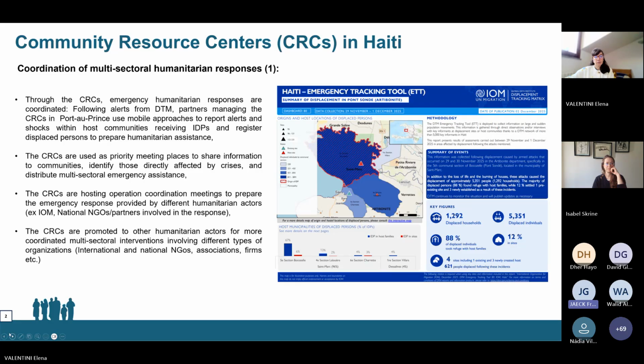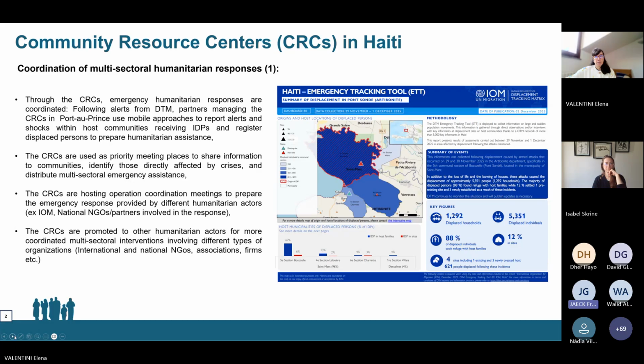So one of the things that we try to do and that we have been piloting in the last month is coordinating these humanitarian responses through the CRCs. Following alerts from DTM and the CCCM cluster, partners managing the CRCs in Port-au-Prince try to use mobile approaches to respond to these alerts and shocks together with the host communities and the IDPs in those areas.